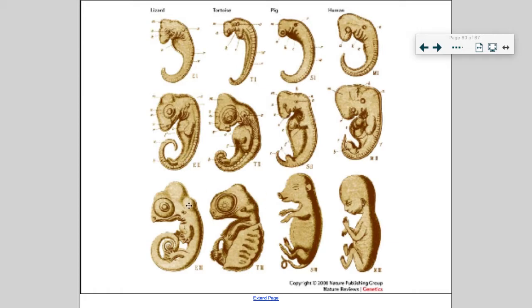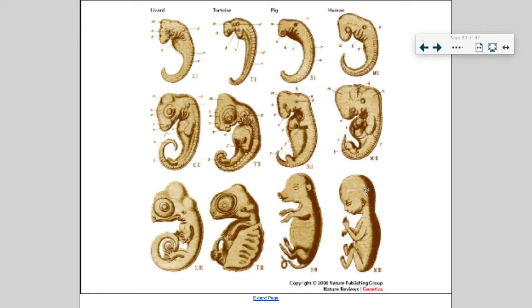So this first line right here, that's a lizard. This is a tortoise. This is a pig. This is human.